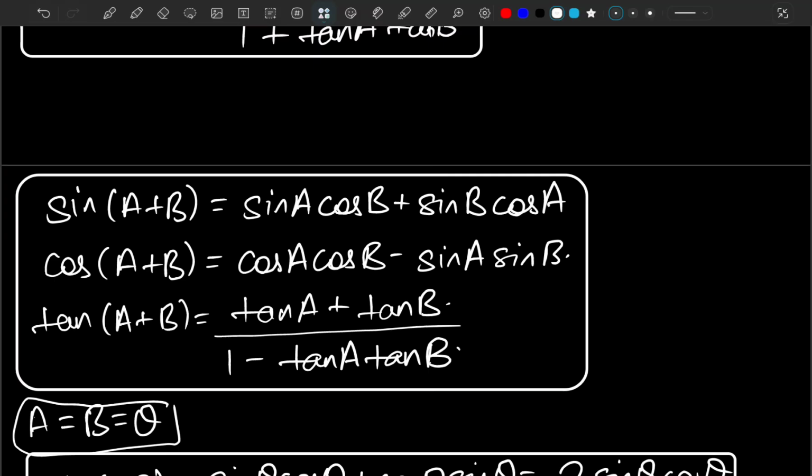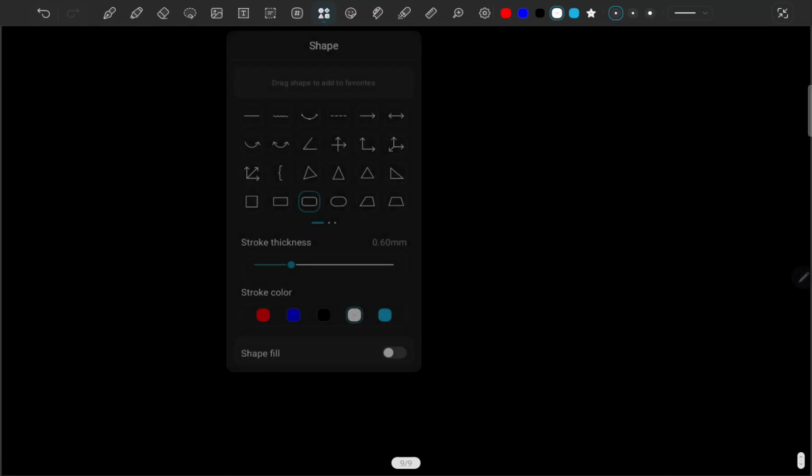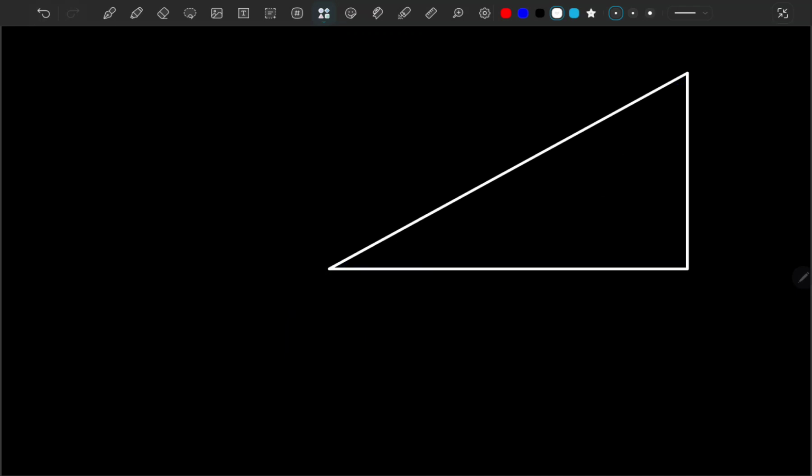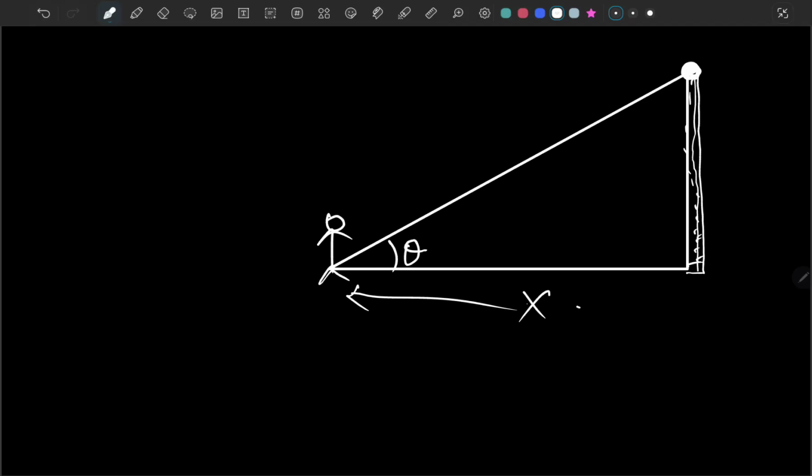And well, if we talk about some applications of trigonometry, we just have to play with these things. Let's say that you are standing right over here, and you are looking at this point, the topmost point of what you can say is a building. So what's the height of this building? If this angle is theta and this length is, let's say, x, so let's say this is x.